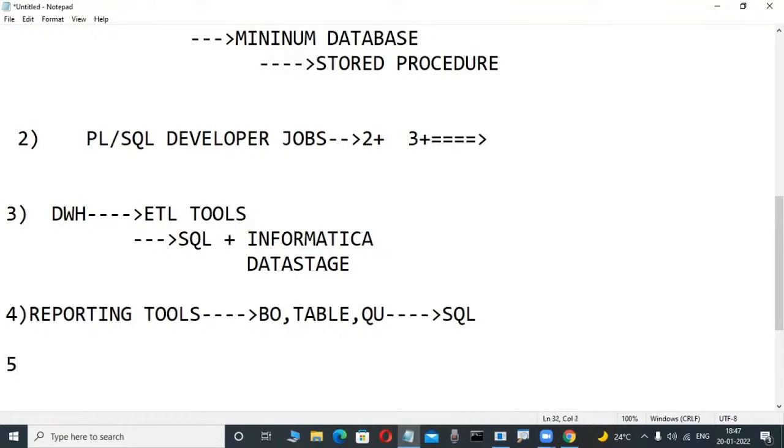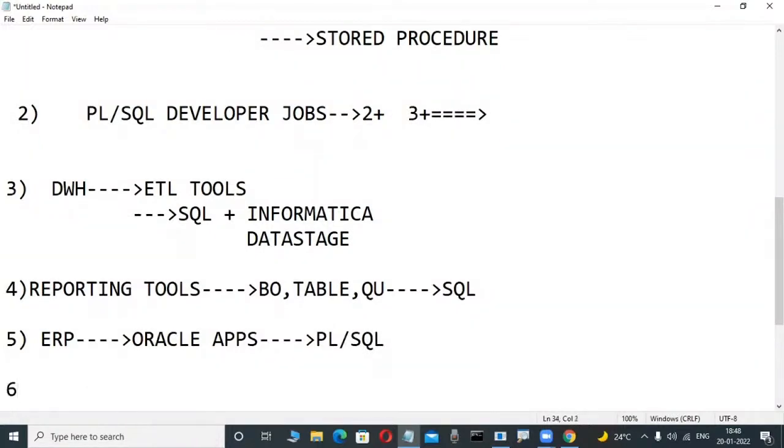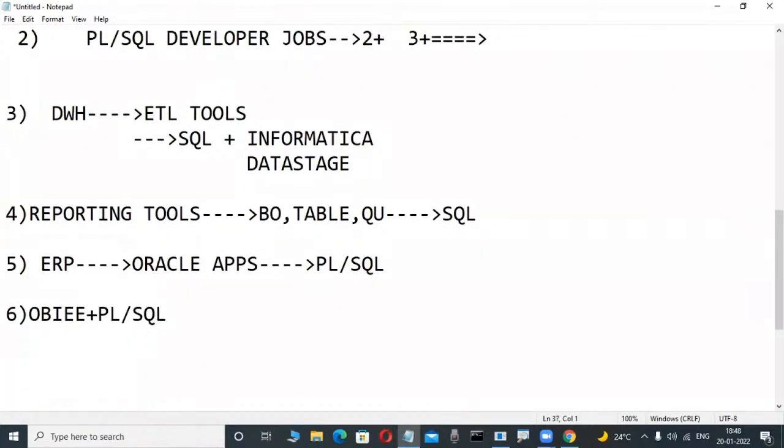Suppose some programmers are interested in the ERP side. Oracle Apps is an ERP, same as SAP. Oracle Applications 11 is there. These persons need very good knowledge of PL/SQL, so they also learn these courses. Again, there are OBI programmers. OBI is a product, and there are PL/SQL jobs with it. Those persons also learn these courses.